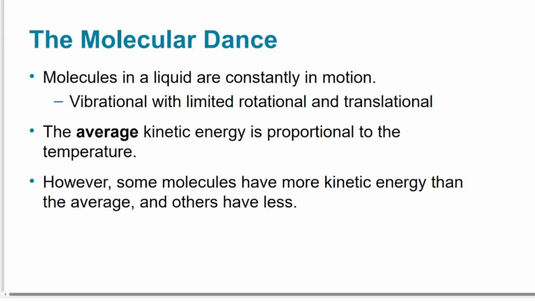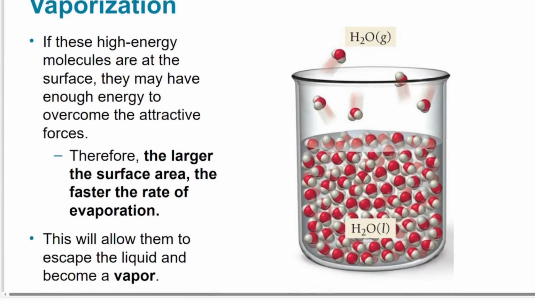Molecules in a liquid are in constant motion. The average kinetic energy of these molecules is proportional to their temperature. But even at a specific temperature, some molecules have more kinetic energy than others. So the molecules that have higher kinetic energy, if they're near the surface of the liquid, may be able to overcome the attractive forces at the surface and enter the vapor state. The larger the surface area of a liquid in a container, the faster the rate of vaporization, because more of these high energy molecules will be able to reach the surface and enter the vapor state.